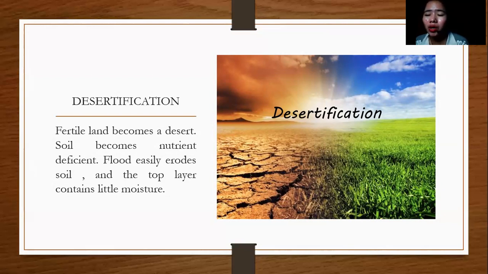Like the compaction, the desertification, the salinization.